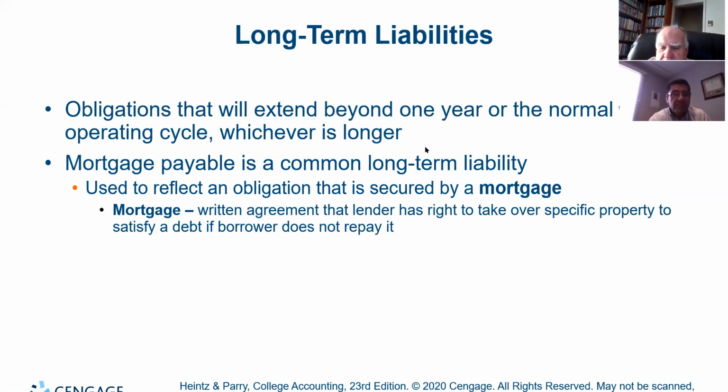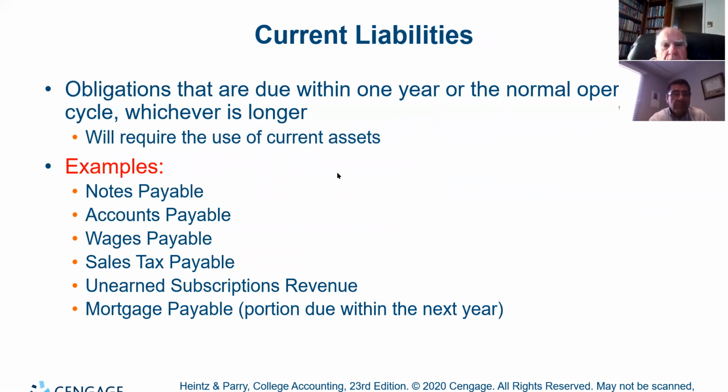Current liabilities. Again, the ones you're going to knock off within a year. Notes payable, the current portion of notes payable, accounts payable, wages payable, all accruals are current liabilities. If you accrue salaries, if you accrue insurance expenses, they're all short-term. Sales tax payable is certainly current. The unearned revenue from subscriptions, whatever.